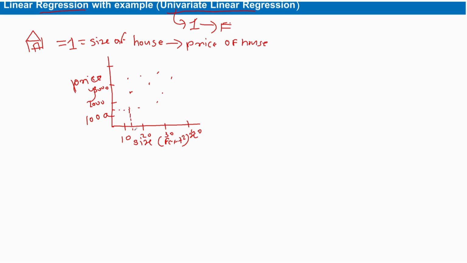For example, for 12 feet square, you have the corresponding price. Suppose it is $1,100. So this is the kind of data we will have, and this is the 2D representation of that particular data, which has only one feature, which is the size of the house.